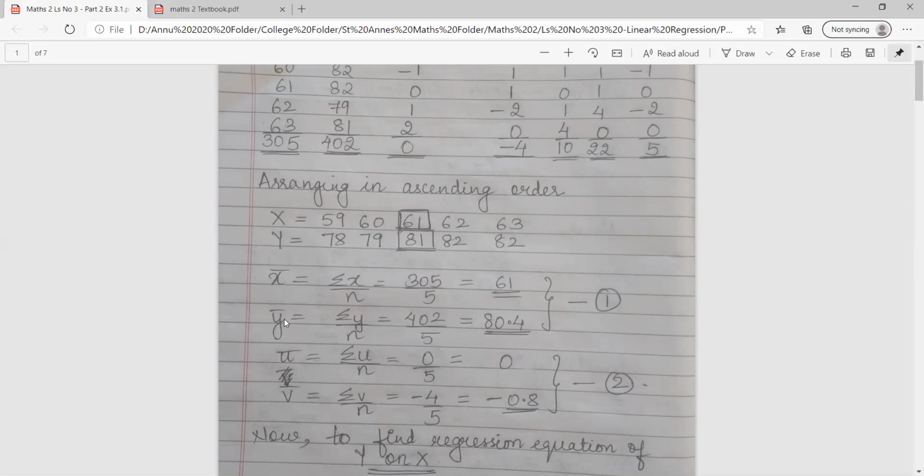So I found out x bar and y bar by putting the formula summation x upon n and summation y upon n. Additionally, I have also found out u bar and v bar. As I told you class, in the values above 20, usually we will be focusing only on the alphabets u and v. So u bar is equal to summation u upon n and v bar is equal to summation v upon n. I have named it as point number 2.